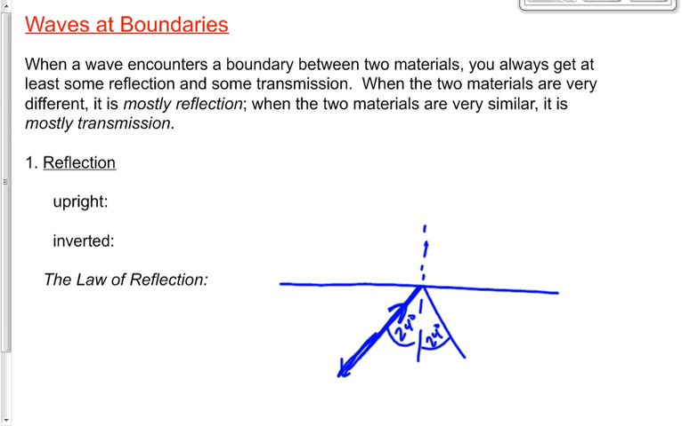That's easy enough. You guys knew that in grade 5, for heaven's sake. You might not have known how to express it in grade 5. You might not have known that it was a physical law, but at some level you knew that if something bounced off of something else, it would bounce off at the same angle that it struck it at. Okay, that's the law of reflection.